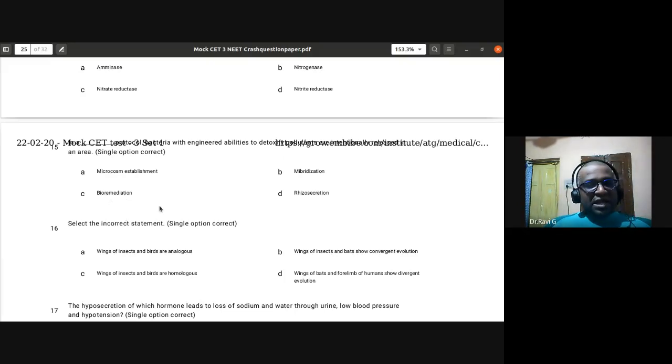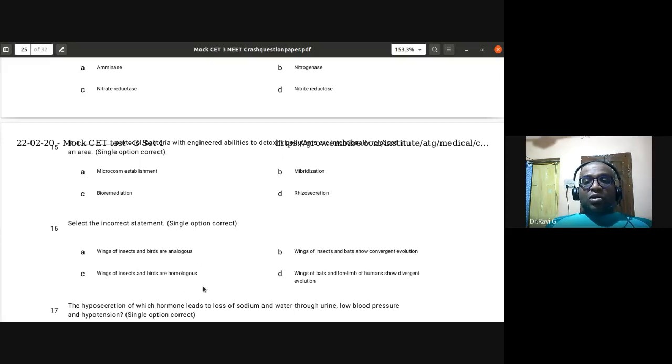16th, the incorrect statement. Wings of insects and birds are analogous. So which is the incorrect statement? This is a correct statement: they are analogous. They have different origins, but they have the same function. Wings of insects and bats show convergent evolution. That is also a correct statement. Wings of insects and birds are homologous.